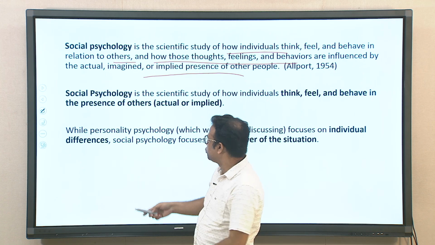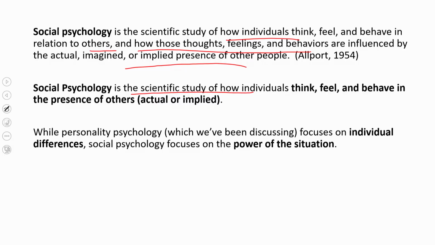A simpler definition: social psychology is the scientific study of how individuals think, feel and behave in the presence of others, either actual or imagined. So, when others are present, how do people think, feel and behave, or how does the presence of others influence the thinking, feeling and behavior of individuals? That presence of others could be actual or imagined. That is what social psychology is all about.